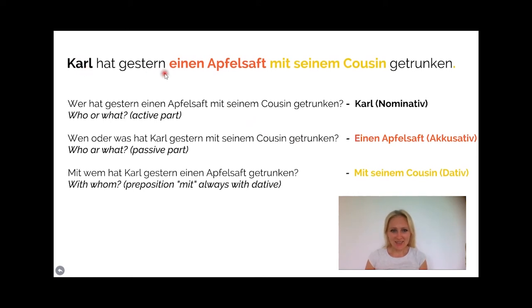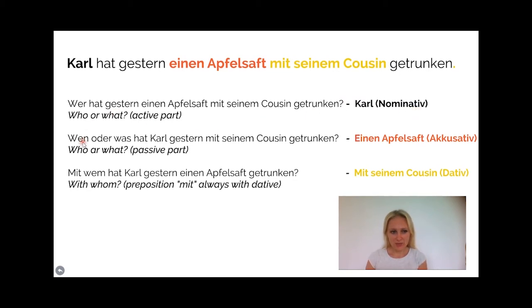Karl hat gestern einen Apfelsaft mit seinem Cousin getrunken. Alright, which means Karl has drunk an apple juice with his cousin yesterday. And let's have a look how we apply the case questions here. Wer hat gestern einen Apfelsaft mit seinem Cousin getrunken? Means who has drunk an apple juice with his cousin yesterday? Right? We're asking about the active part here. So the answer is Karl. Karl is the nominative object or the subject here in the sentence.